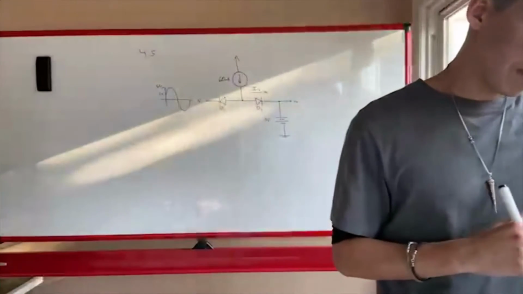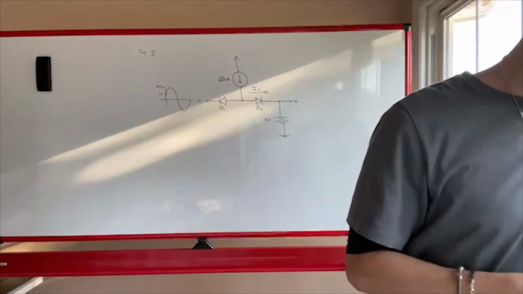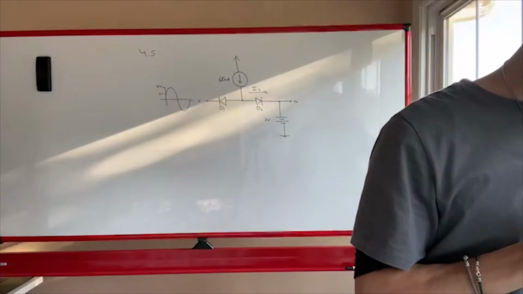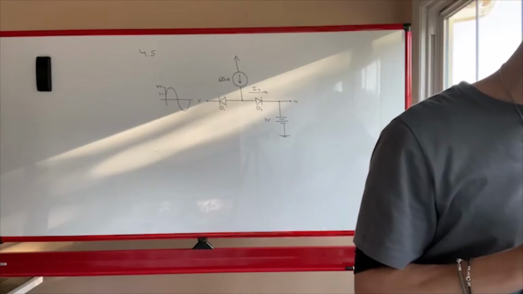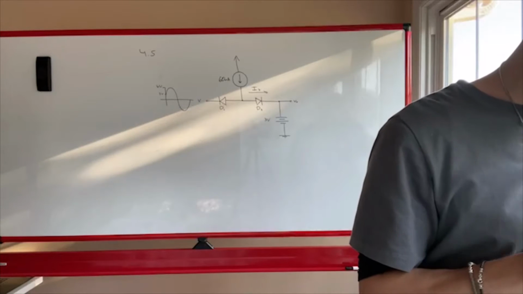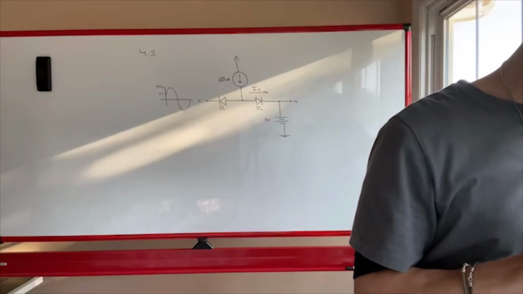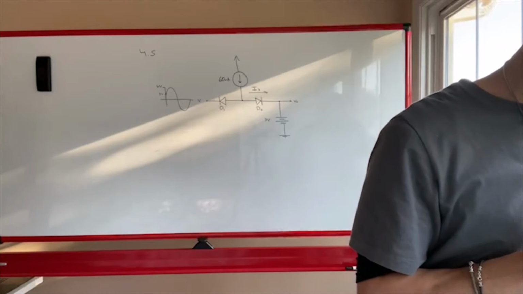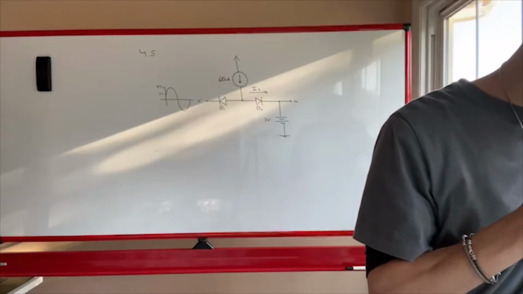The circuit shown in figure P 4.5 is a model for a battery charger. Here V1 is a 6 volt peak sine wave, D1 and D2 are ideal diodes, I is a 60 milliamp current source, and B is a 3 volt battery. Sketch and label the waveform of the battery current IB, what is its peak value, and what is its average value.